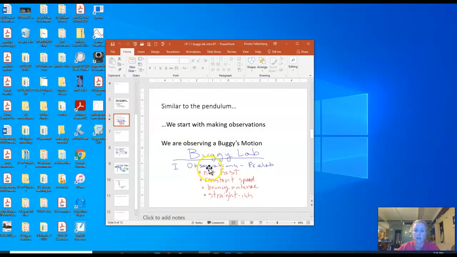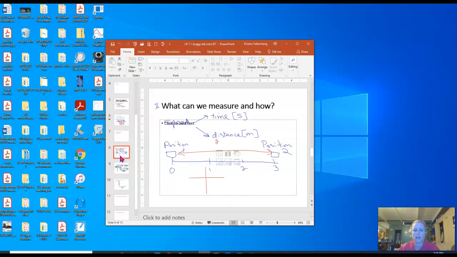A couple observations they made: it's not fast, seems like a constant speed, bouncy antenna, that's kind of excess, and straightish, right? Moves kind of in a straight path. So then we talked about what can we measure and how. It's not complex, pretty straightforward. The pendulum was definitely more complex. We can measure time with a stopwatch, and we can measure distance with a ruler or a meter stick or measuring tape.